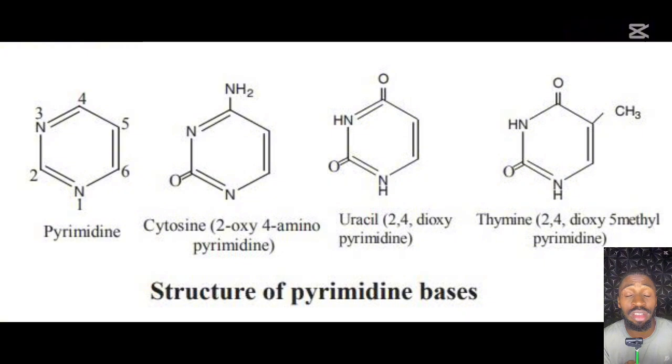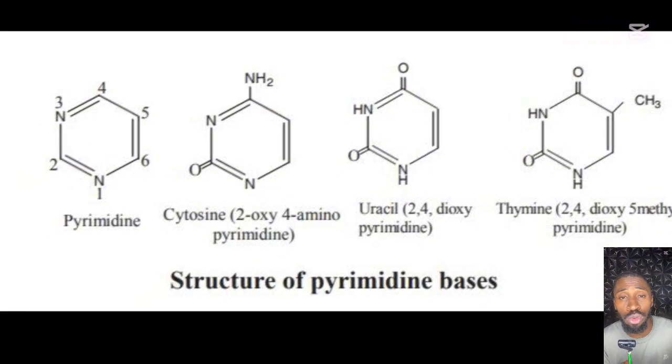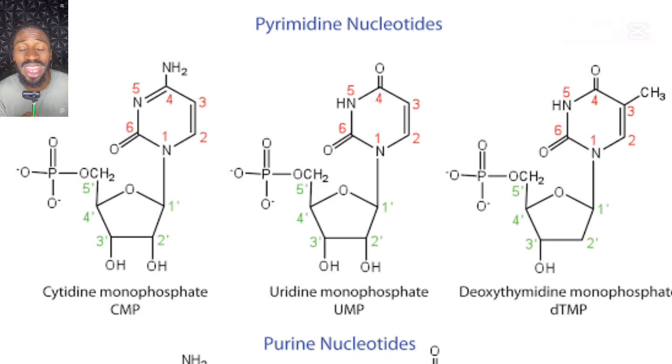The last but not the least is uracil. Uracil can only be found in RNA structures, and the chemical structure here is 2,4-dioxy pyrimidine. Very easy. Once you understand all these molecules, we want to form them in this reaction. So we'll be forming CMP, UMP, and TMP as the products of pyrimidine metabolism. So don't forget it.